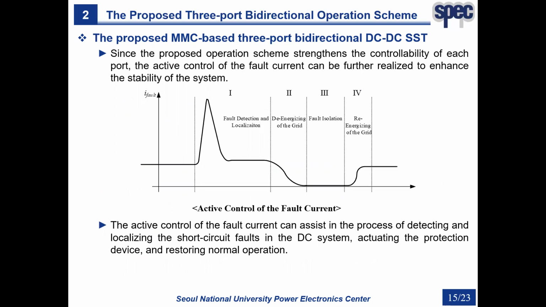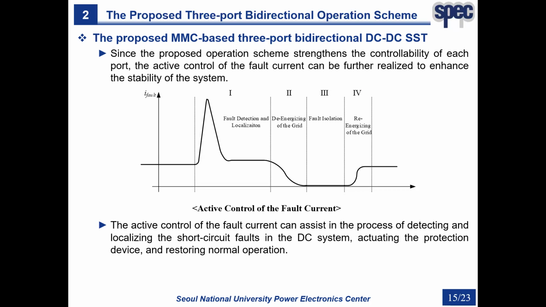The active control of the fault current can assist in the process of detecting and localizing short-circuit faults in the DC system, actuating the protection devices, and restoring normal operation. As shown in the figure, in stage 1, when a fault occurs, the DC link capacitor is quickly discharged, resulting in a high peak of the fault current. The SST should control the current injected to the DC grid to maintain the fault current at a preset level within the safe range until the fault is detected and localized.